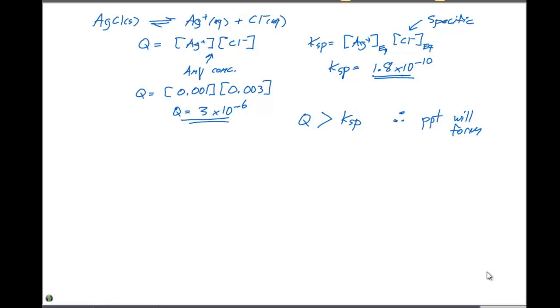So this is how we can compare and see whether a precipitate will form. So we pass the saturation point, and we will observe, I believe in this case, a white precipitate of silver chloride. So this is your more basic example right here, where we mix two solutions together. We say, does a precipitate form, yes or no?